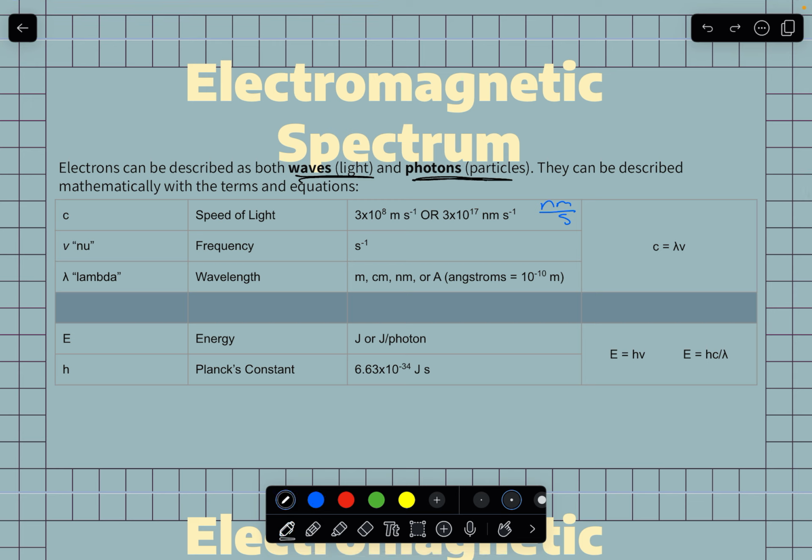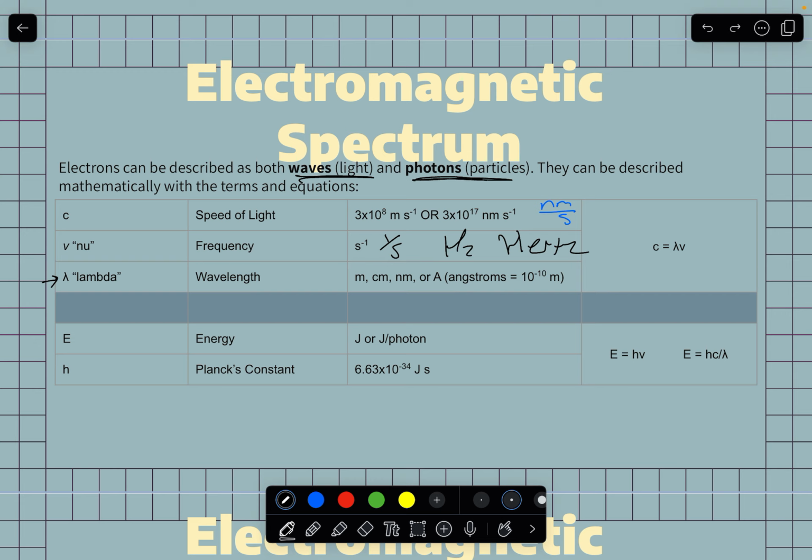This V-looking thing is called a nu. Nu is your frequency. The units for frequency are per second, so 1/second, or you can also have it in hertz, Hz. This Greek symbol, the third one, is a lambda. Lambda is your wavelength. That can be in meters, centimeters, nanometers, any of the meter units.